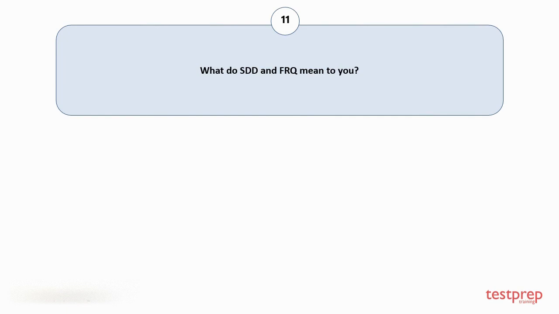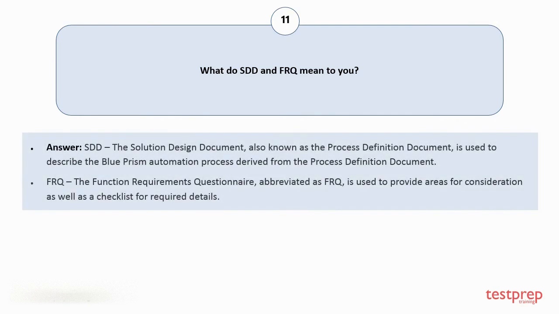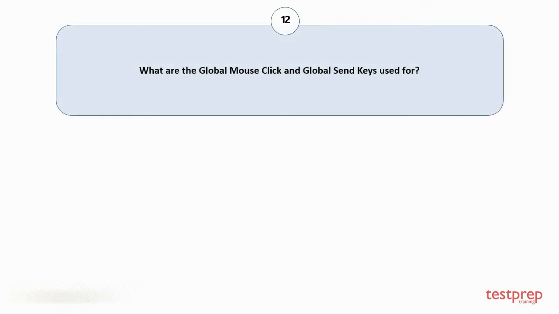Question number 11, what do SDD and FRQ mean to you? Your answer is: the Solution Design Document, also known as the Process Definition Document, is used to describe the Blue Prism automation process derived from the Process Definition Document. The Function Requirements Questionnaire, abbreviated as FRQ, is used to provide areas for consideration as well as a checklist for required details.